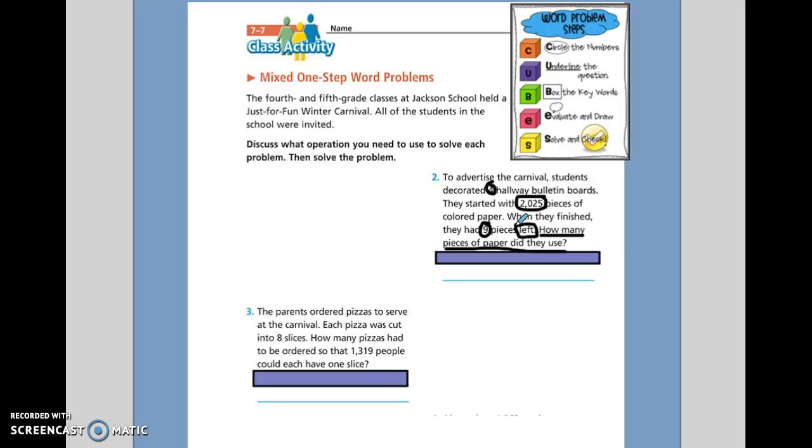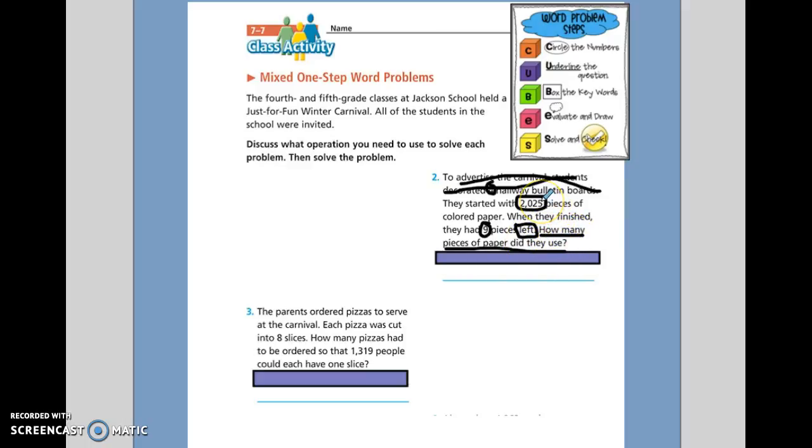So when we look at this problem, I think right away that there might be some extra information I don't need, because it says they advertised the carnival, students decorated 4 hallway bulletin boards. All right. They started with 2,025 pieces of colored paper, and when they finished, they had 9 left. How many pieces of paper did they use? Nowhere are they actually talking about bulletin boards. So I can cross off all this information, okay? Sometimes they give us extra information to try to confuse us in word problems. In this case, all they want to know is how many pieces of paper did they use.